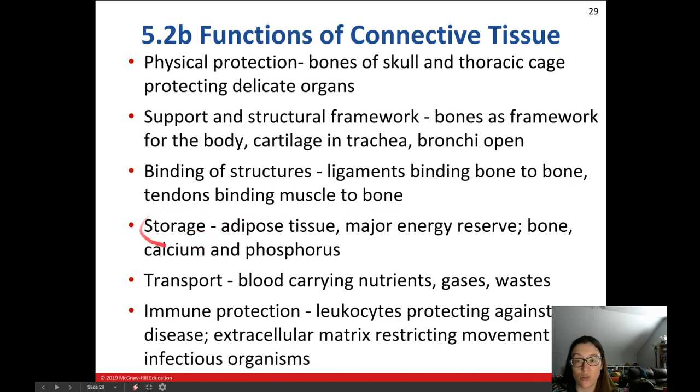Some of our connective tissue stores stuff. Adipose tissue is going to store fat as energy. Bone is going to store calcium and phosphorus. They're different minerals, and we'll talk a lot about that in the bone chapter.